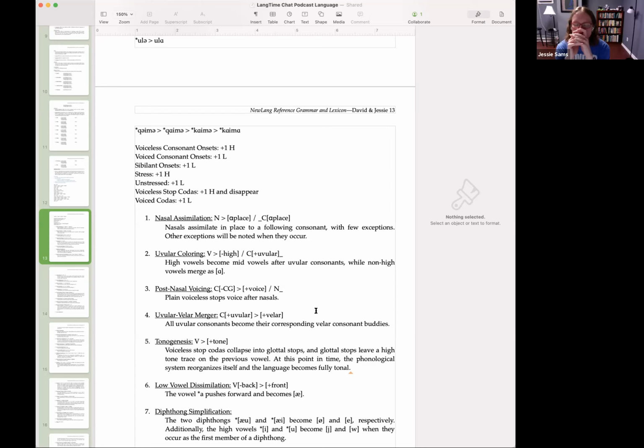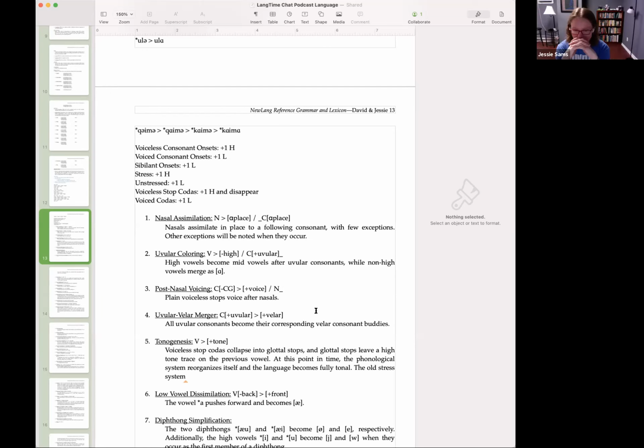Did we want to also formally specify somewhere that the stress was penultimate if ending in a vowel, ultimate if ending in a consonant? Yeah, we probably should. I'll just do that here. So I'll make that a part of this. Okay, so the old stress system. You're laughing at me? Are you laughing at me? I am. What did I ever do to you?